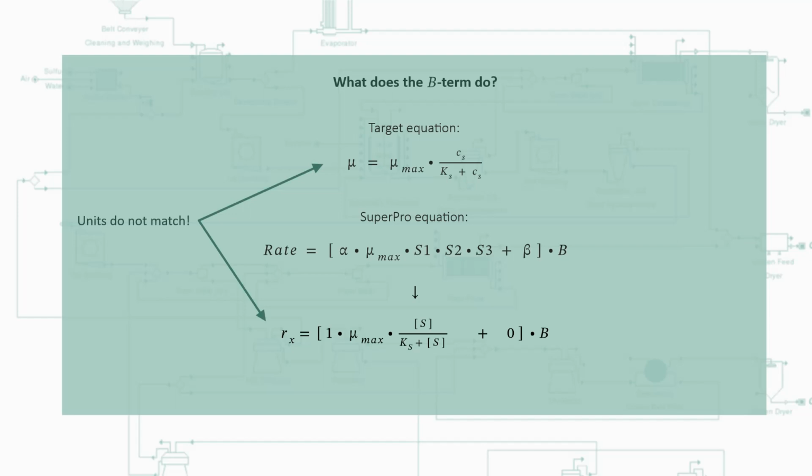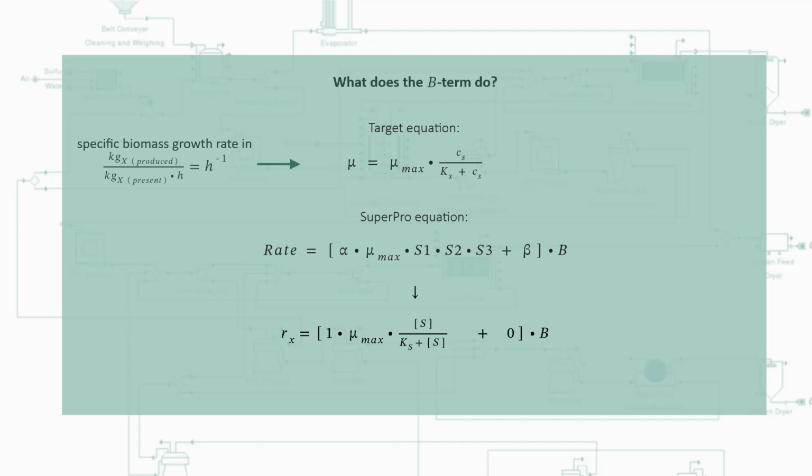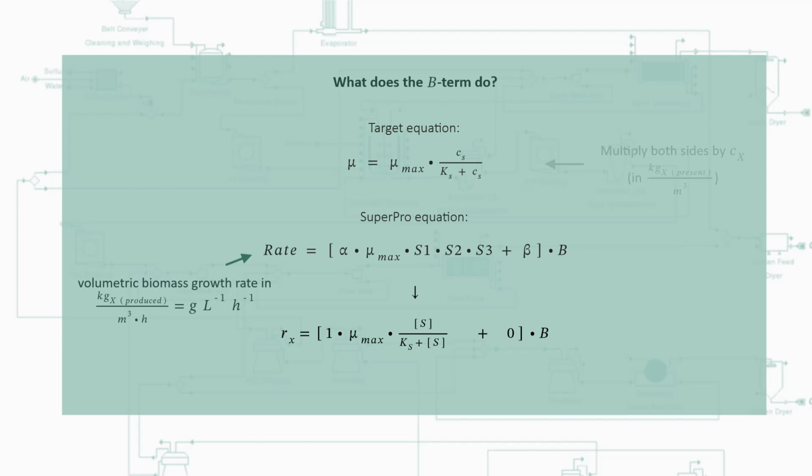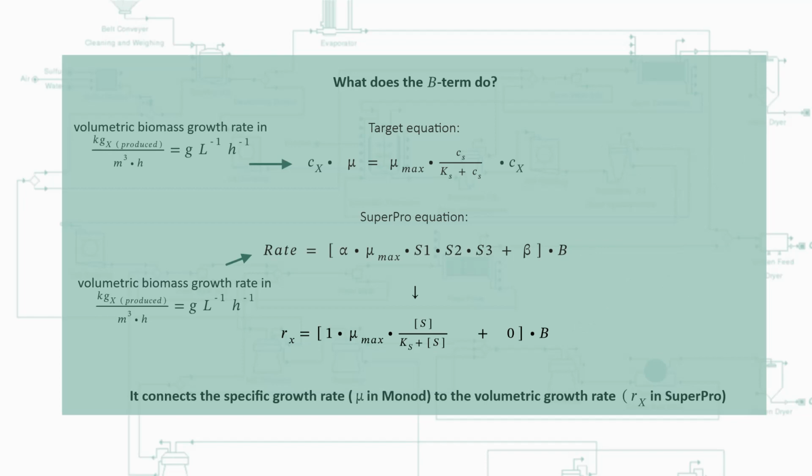difference, the units. The given specific growth rate is presented in kilograms of biomass produced, per kilogram of biomass present, per hour. SuperPro, however, requires the units to be kilograms per cubic meter per hour, in other words, grams per liter per hour. We can overcome the difference by multiplying with the biomass concentration, which we express in the B term. You can see now that the equation in SuperPro is the same as the target equation.